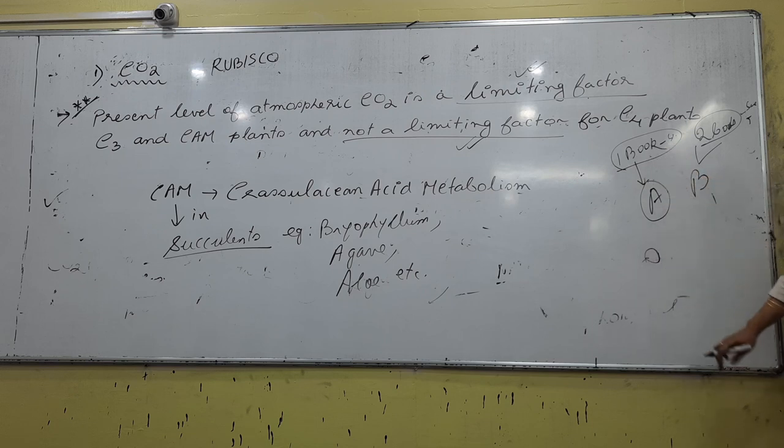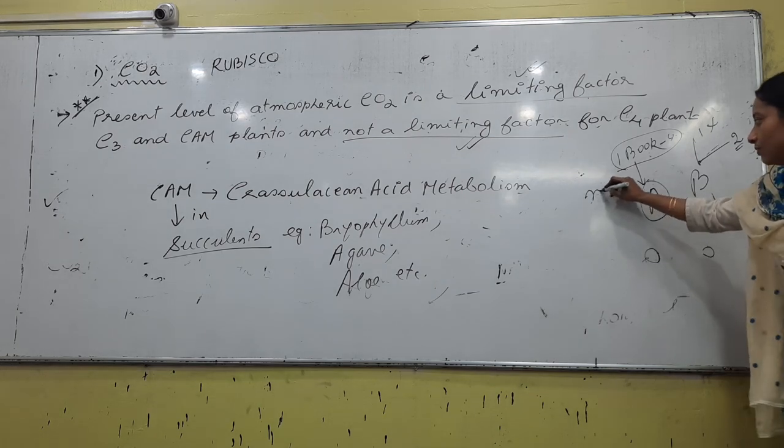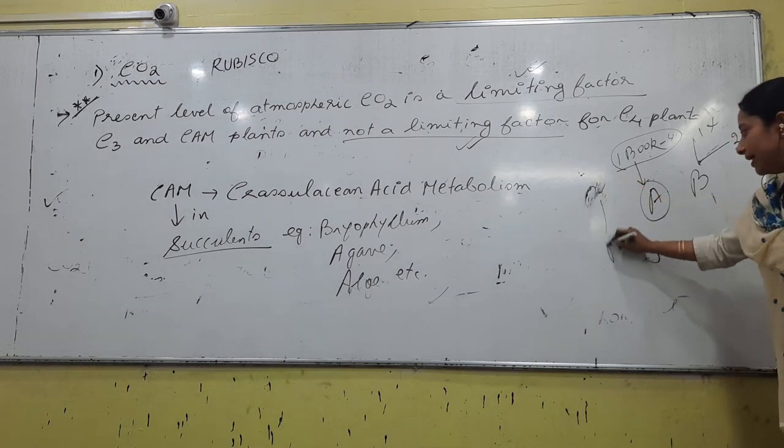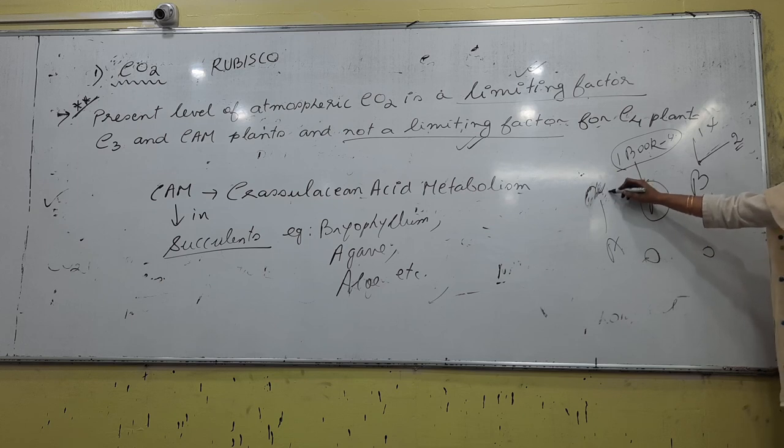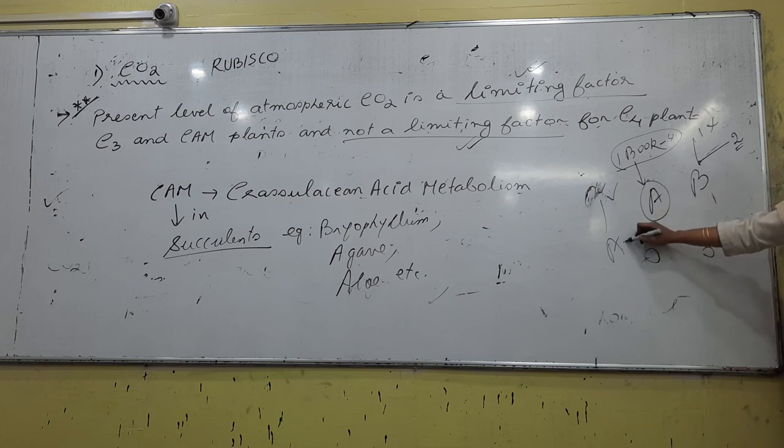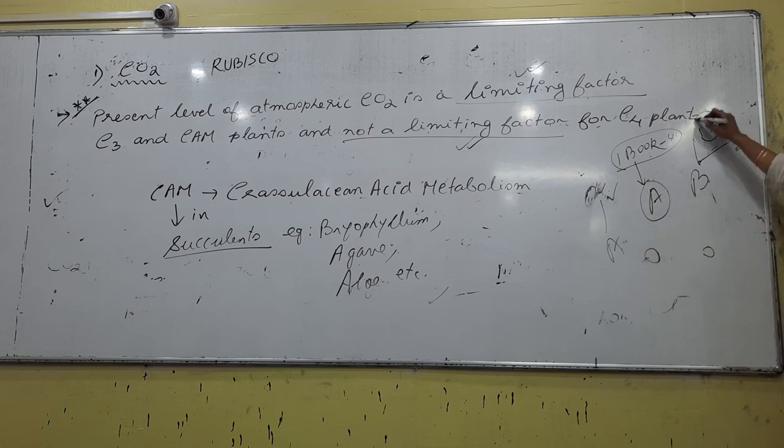This person will get zero. But in the other case, if one book is lost, will they get zero or not? No, because they have a different source also. If you have just one source, that is a limiting factor. Suppose X and A. This A is dependent on X. If X increases, A also increases. If X decreases, A also will decrease. But in this other condition, if X decreases, B will not decrease, because it has another source.